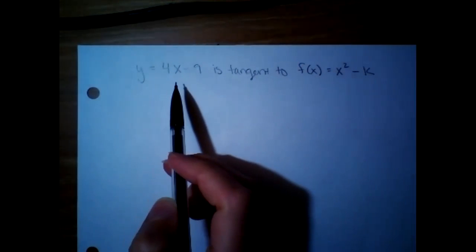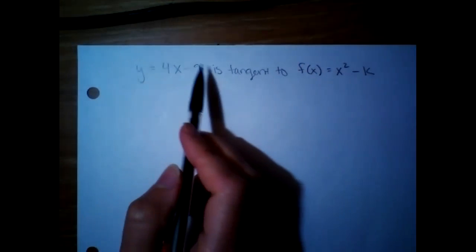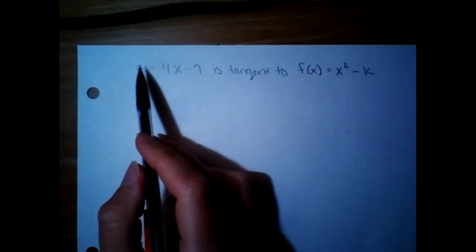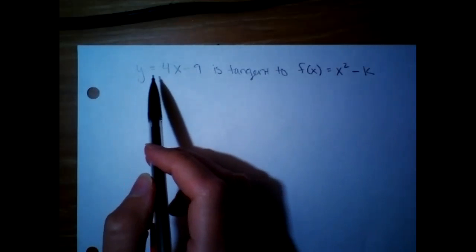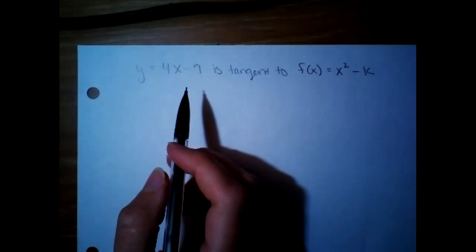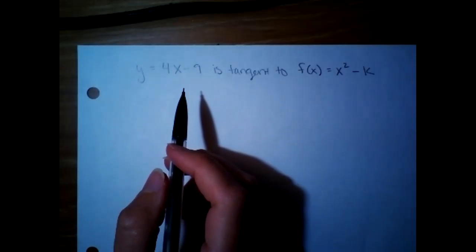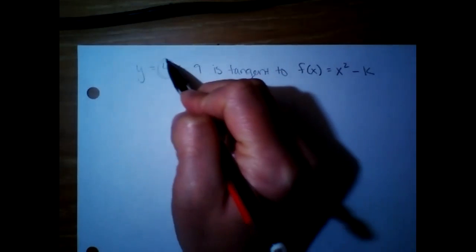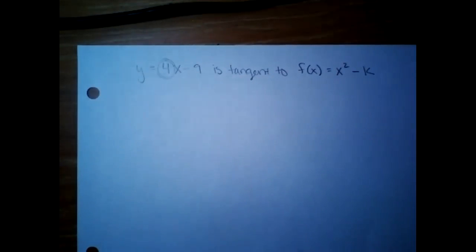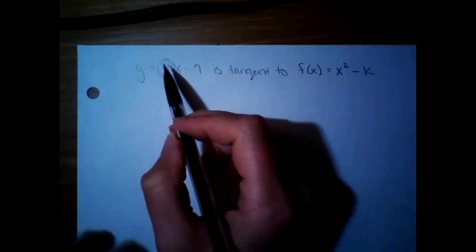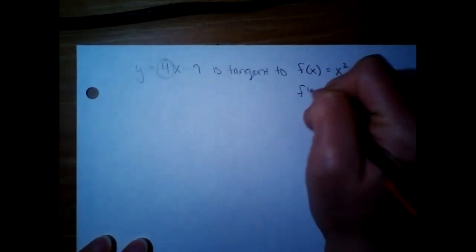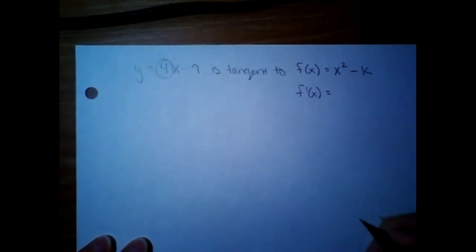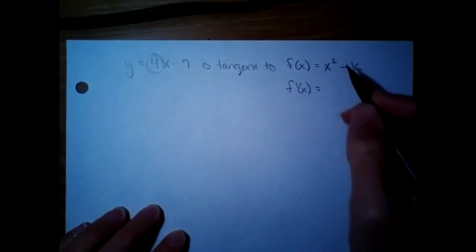So hey guys, what is the slope of this line? Just by typing it in the chat, what is the slope of this line? Four. Good, awesome. Our slope of the tangent line is 4. And so we're going to set our derivative equal to 4. Derivative gives you slope of the tangent line. So we're going to do the derivative of this and set it equal to 4.